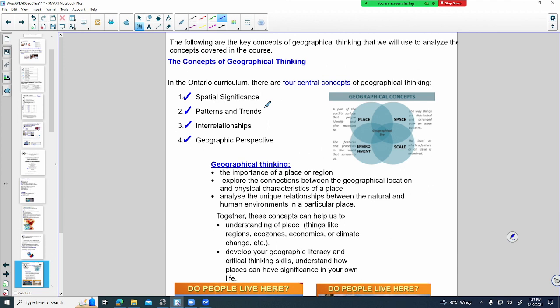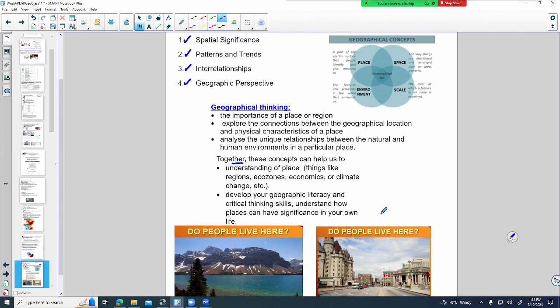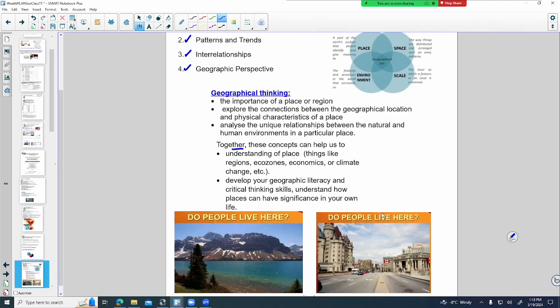In geographical thinking, we are thinking about the importance of a place or region. We also explore the connections between the geographical location and the physical characteristics of a place. And then we analyze the unique relationships between the natural and human environments in a particular place. Together, these concepts can help us to understand things like regions, ecozones, economics, or climate change, and at the same time develop your geographic literacy and critical thinking skills, and understand how places can have significance in your own life.